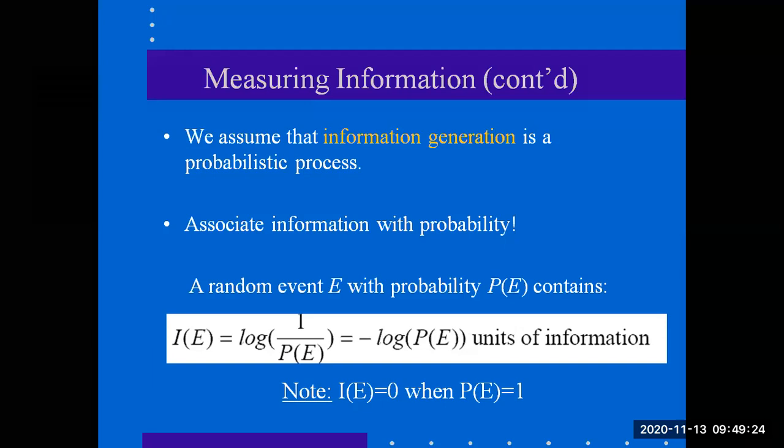There are some units of information, and one more thing, the maximum limit: if capital I of E equals 0, then P of E equals 1. If the probability of the expected value is 1, then the information of the expected value is definitely 0.